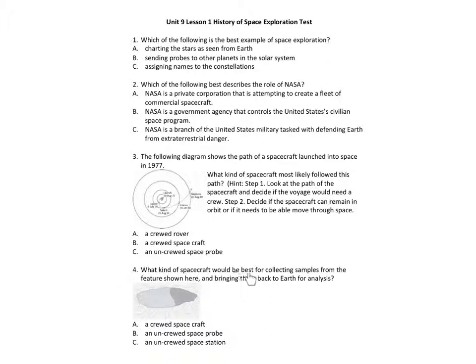Number 4. What kind of spacecraft will be best for collecting samples from the features shown here and bringing them back to Earth for analysis? A. A crewed spacecraft. B. An uncrewed space probe. C. An uncrewed space station.